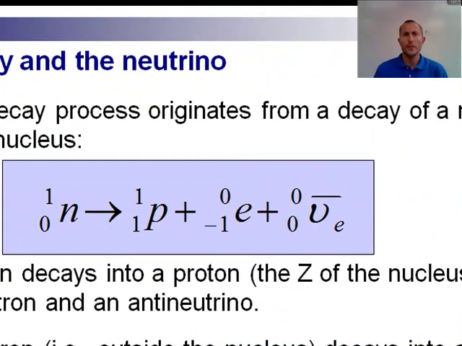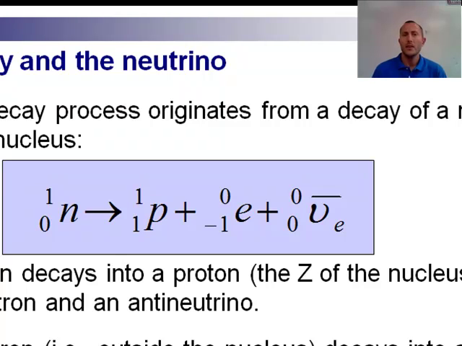So previously we talked about beta decay, and this is when a neutron inside of an atomic nucleus decays into a proton, an electron, and an antineutrino. And so when that occurs, the Z, the atomic number of the atom, increases by 1, but the mass number of the atom stays the same because we have the same number of particles. We just have one less neutron, one more proton.